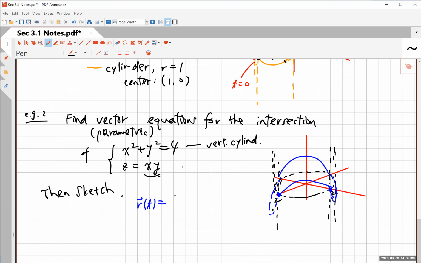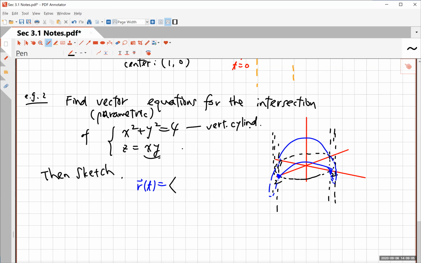X is equal to. Now the thing is, every point is on the cylinder, right? So anytime you want to describe points on the cylinder, you want to use that cosine sine combo. 2 cosine t, 2 sine t, because the radius is 2, will guarantee that the first equation will be satisfied. The second equation is also simple if you think about it. What's z is equal to xy? Well, simply multiply x and y.